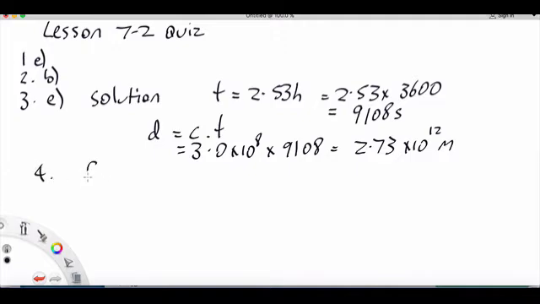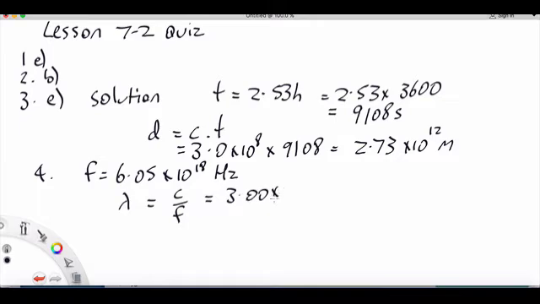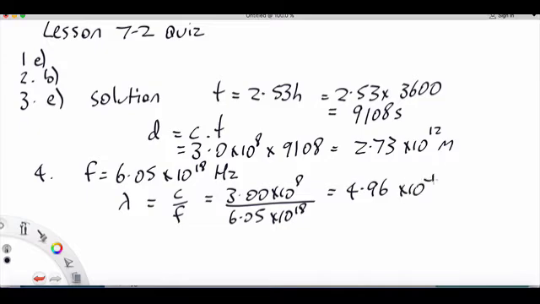Now number 4, we have a frequency is 6.05 by 10 to the 18 hertz. Then wavelength, which is just C over F, is going to be 3 by 10 to the 8 over 6.05 by 10 to the 18, gives us 4.96 by 10 to the minus 11 meters.